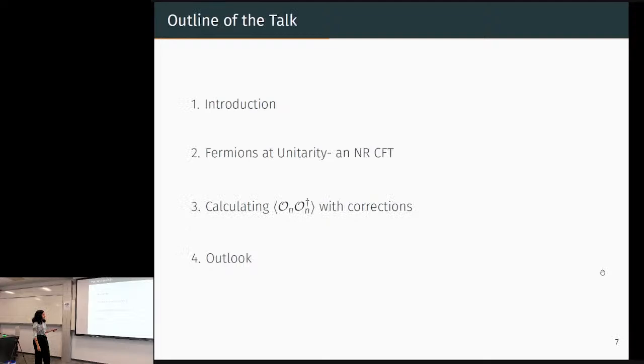So for the rest of the talk, I will just introduce what a non-relativistic CFT is, and specifically this model of fermions at unitarity that we work with. And then I will talk briefly about how one goes about calculating these first correlators and then their corrections.